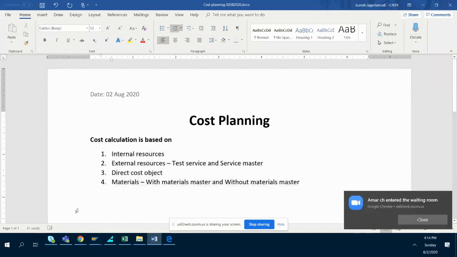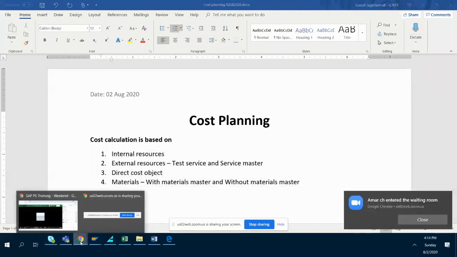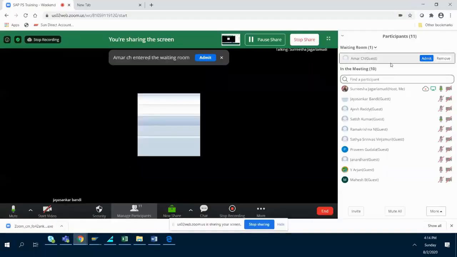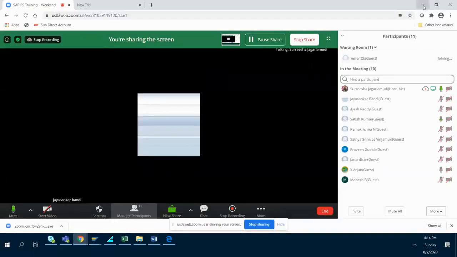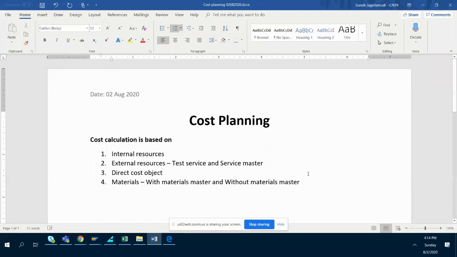Any one of you, are we clear about that? These are prime factors. These four are prime factors for us to calculate our cost. First, let us talk about internal resources. For internal resources, what is the main thing as an input? If I say internal resource, who are the internal resource for an organization?